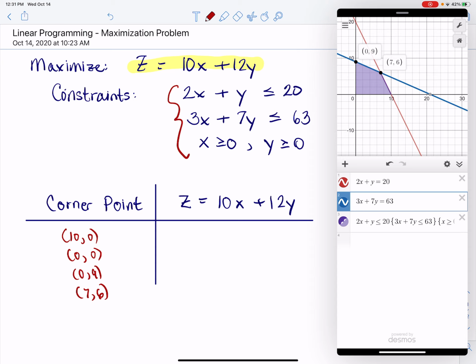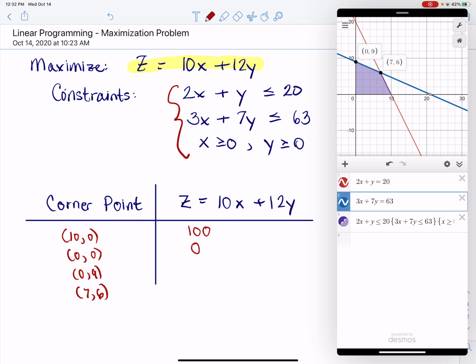So if I plug in 10, 0 to this function, well, 10 times 10 is 100, 12 times 0 is 0. So that means the value of z is 100. If I do plug in 0, 0, it's more or less just a formality at this point. I am going to get 0. And like I said, not useful information. You're always going to get 0 for these things.